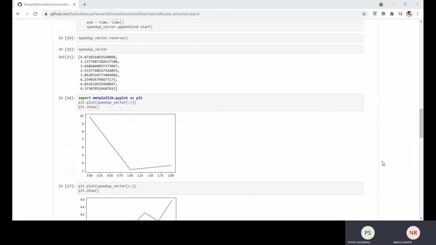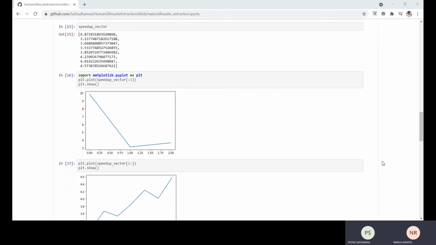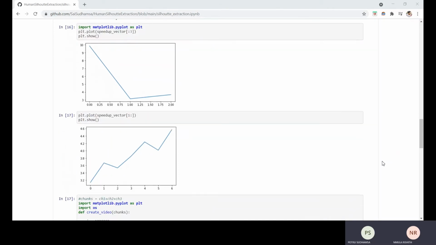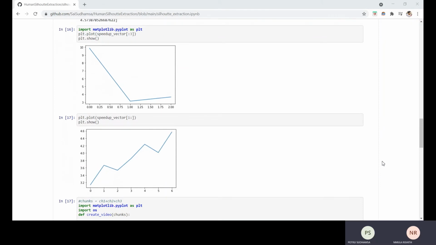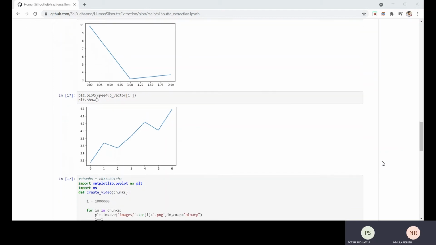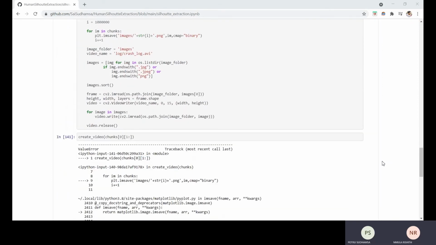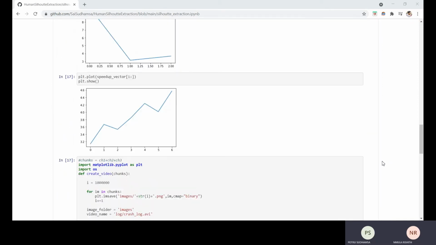Here we have the speedup vector, where I have collected all the speedup values and plotted them. The first plot shows the speedup for the completely serial version, and as we can see, it takes a lot of time. The second is parallel at image level, and the third is parallel at frame level. The next graph shows the results for each chunk.